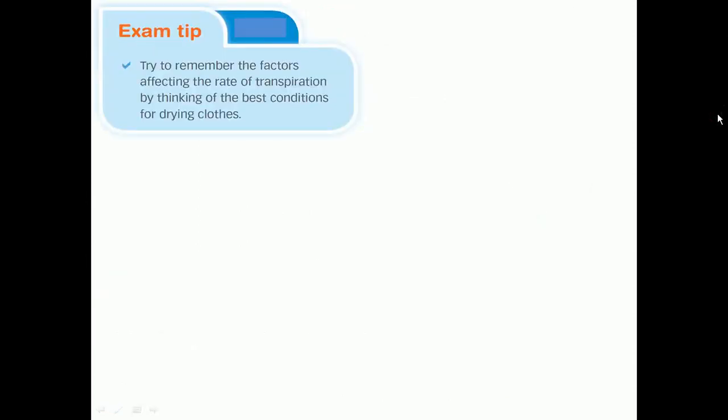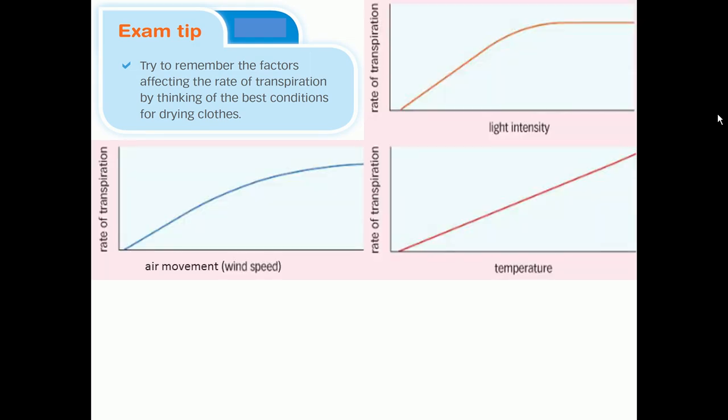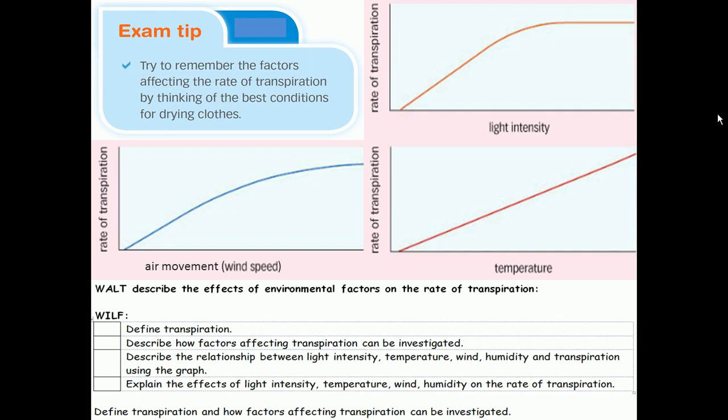So what are the factors that affect the rate of transpiration? What could increase or decrease how fast transpiration occurs in plants? So the 3 factors you need to know about from the spec are light intensity, air movement and temperature. You could get asked about humidity, which is realistically the opposite of air movement.